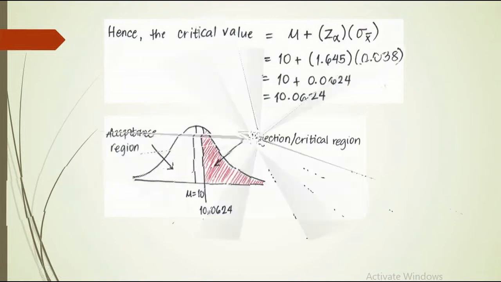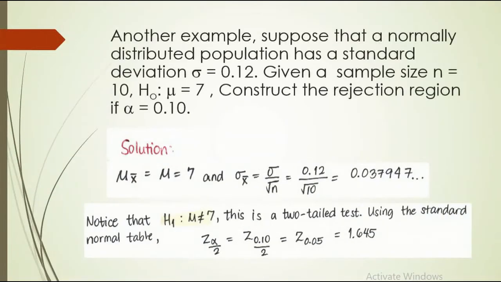Another example, suppose that a normally distributed population has a standard deviation sigma, which is equal to 0.12. Given a sample size n equal to 10, the null hypothesis mu is equal to 7. Construct the rejection region if alpha, or the level of significance, is 0.10. Solution.